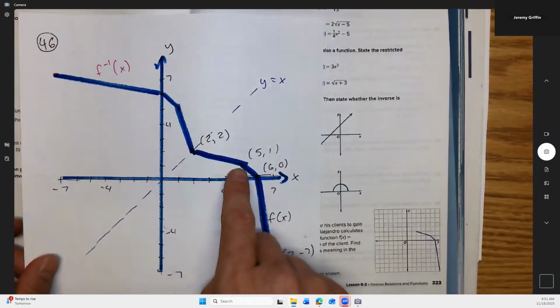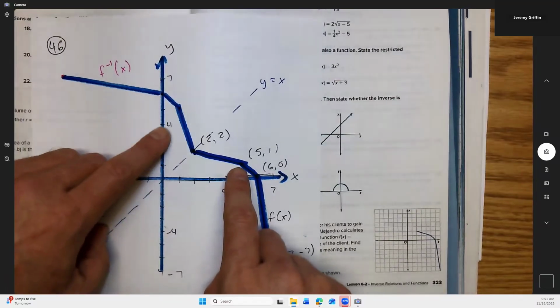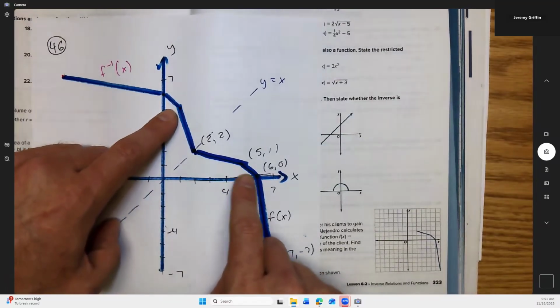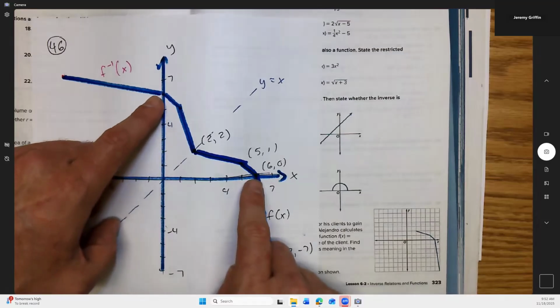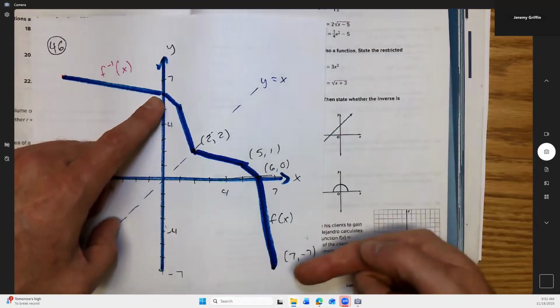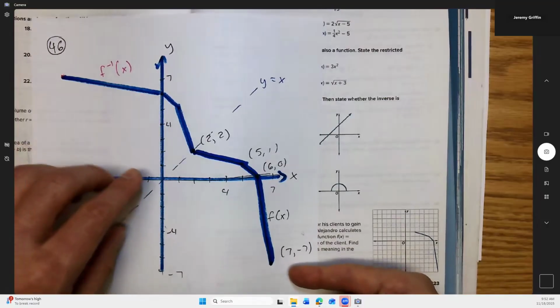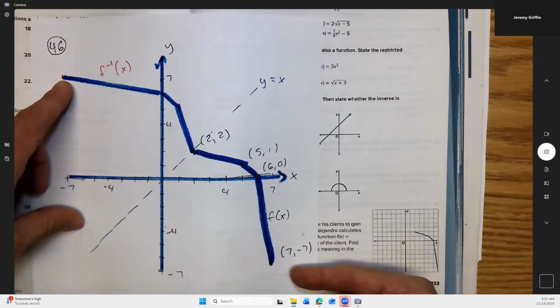What about this point, 5, 1? Well, if I reverse those, I get 1, 5. That's that point right there. How about 6, 0? If I reverse that, I get 0, 6. That's that point there. And this point down here is 7, comma, negative 7. So if I reverse that, I get negative 7, comma, positive 7. It's that point right there.